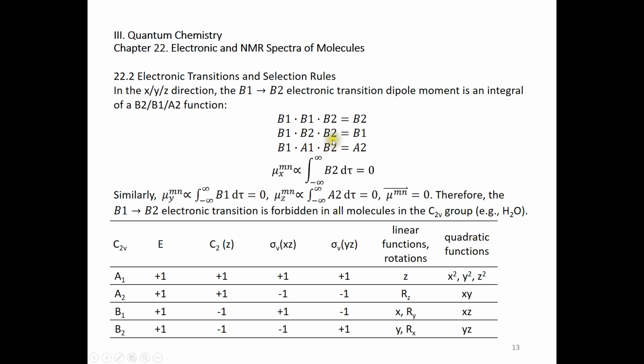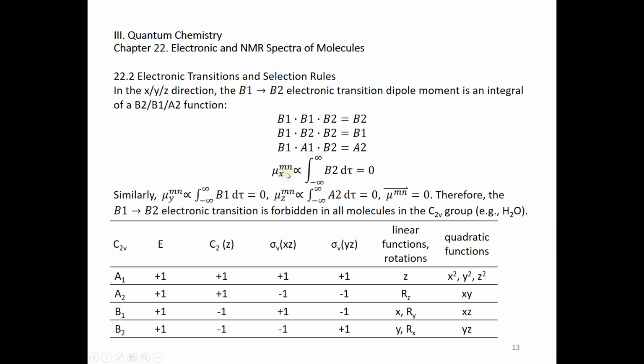Plus 1, 2 means negative 1. So we have plus 1 times plus 1 times negative 1. We get a negative 1 here. So the result is B2 symmetry, B1 symmetry, A2 symmetry. None of these three is totally symmetric. So the integral of a B2 function is going to be 0. The integral of a B1 function is 0. The integral of an A2 function is also 0.